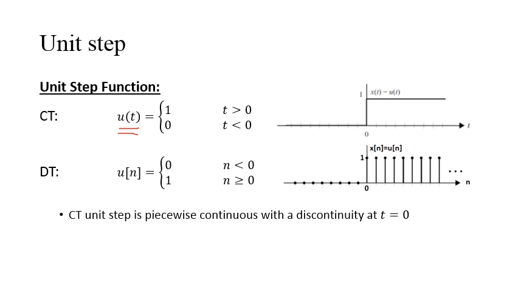So here is how the graph looks for the step function in the continuous case. So you can see at 0 it has a value of 0, and again at 0 it has a value of 1. So that means it is discontinuous at this point, right?